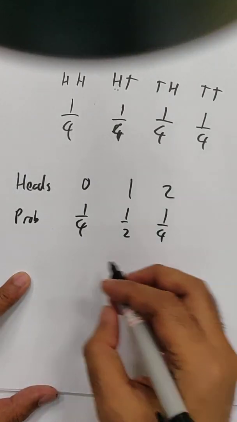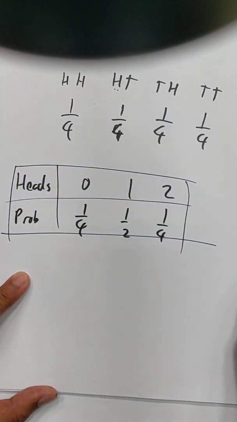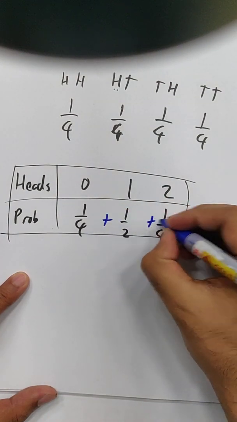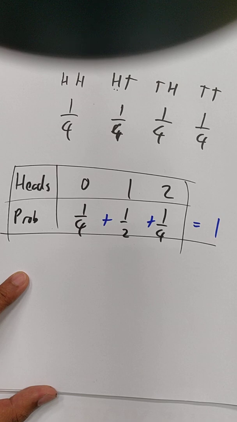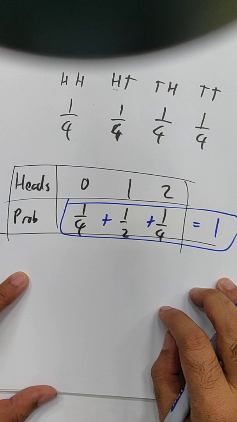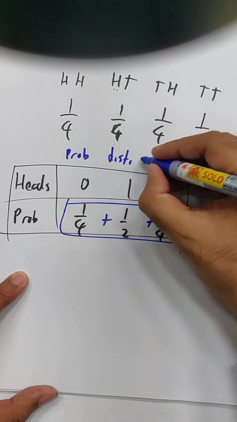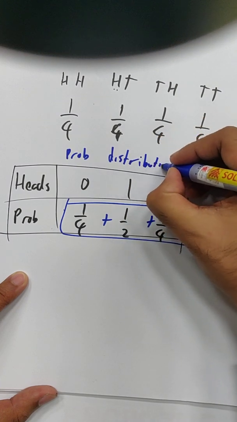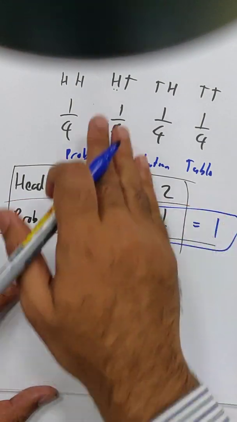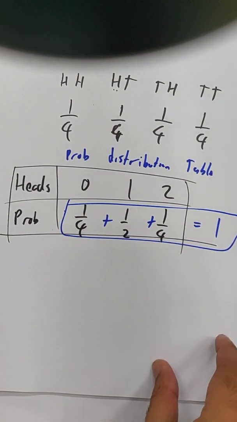Now let me ask you one thing. The most important thing for this topic is, what's the total probability? You add all of this, you get equal to 1. So the total is still equal to 1. And this is what we call a probability distribution table. I know the probability for each outcome, and it's a table. So that's a very good introduction for you.